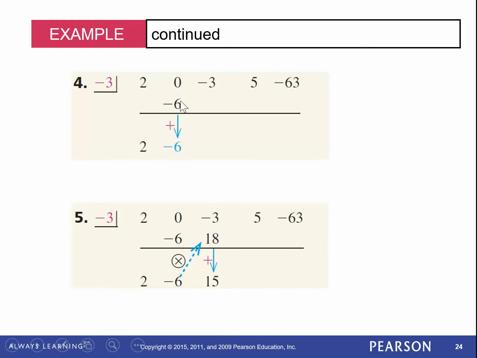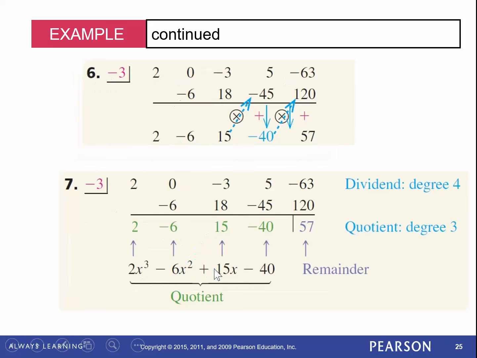And let me just show you as we go. There's my negative 6. Negative 3 times negative 6 gives you an 18. There's that. So you add down, multiply up. There's my negative 45. Negative 45 plus 5 makes a negative 40. Negative 3 times negative 40 is a 120. And then we get ourselves a 57.